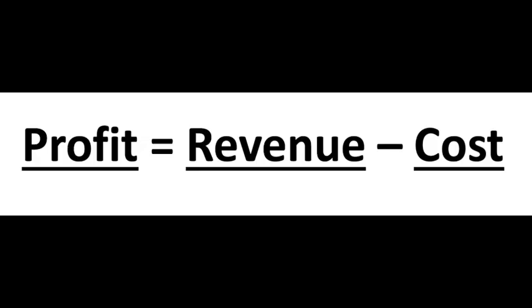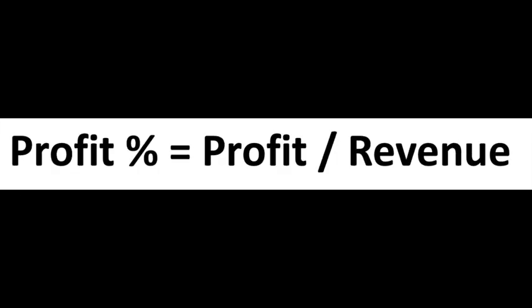Profit's pretty easy to calculate. You just take the amount of money coming in and subtract off the amount of money that you had to spend. In other words, revenue minus cost. Something else a business owner might be interested in figuring out is what percentage of the revenue they're profiting. This can be found by taking the profit and dividing it by the total revenue.